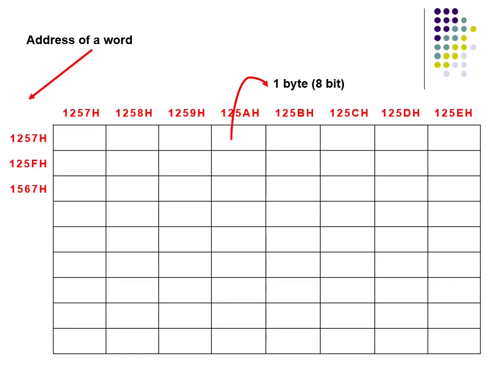Since every byte is assigned an address, we have written that address on the top of that location. So here every cell is a byte, not a bit. It's just another way of representing it. Now, what about the address on the left side of every row? That is actually the address of the first byte in that row.